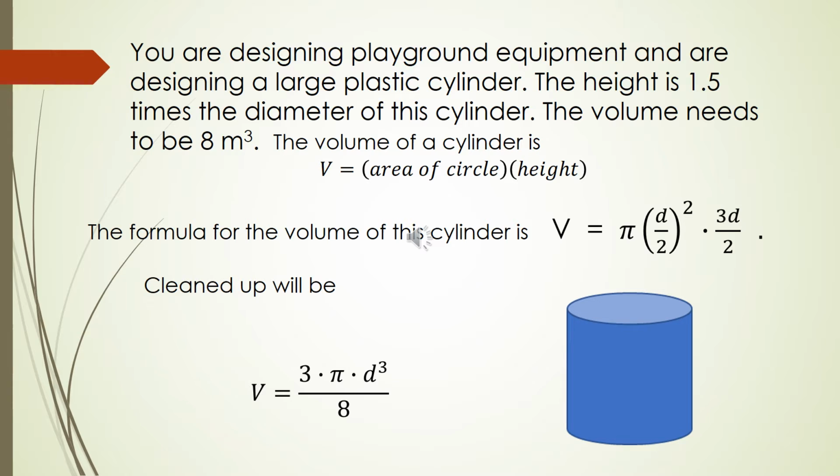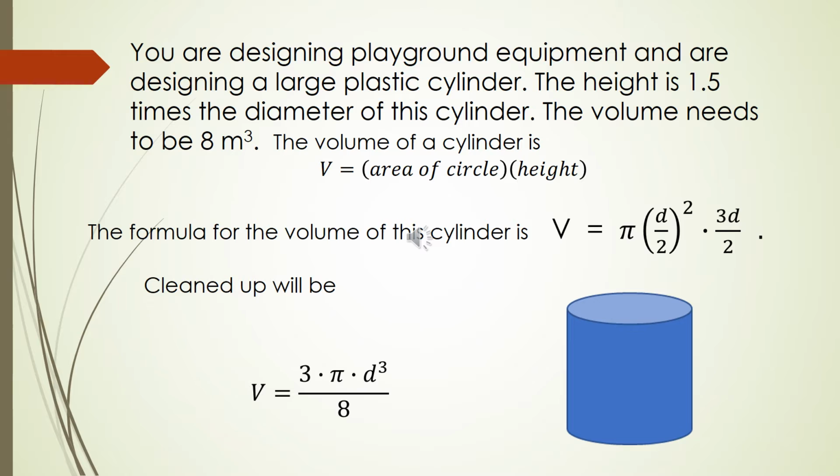The height is 1.5 times the diameter of the cylinder, and the volume needs to be 8 cubic meters. Now, the volume of a cylinder is a circle with some height, so the volume will be the area of the circle base times the height. And for this particular cylinder, the height is 1.5 times the diameter.